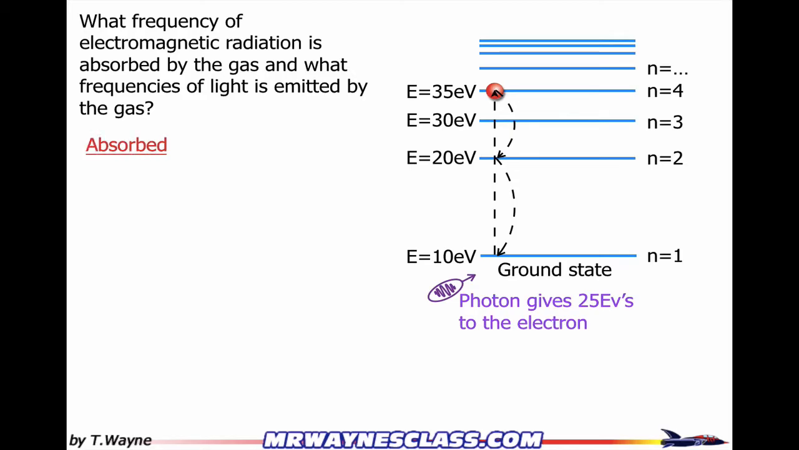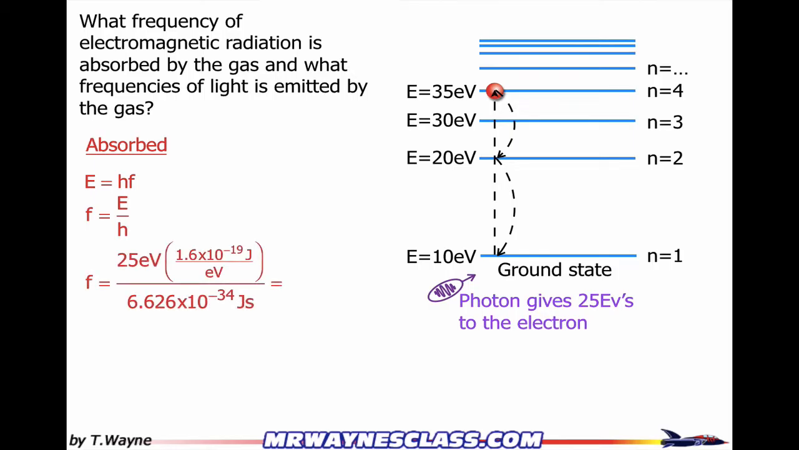So, absorbed. Remember when the photon first came in, the electron absorbed it, and then it added that 25 eV to it. So the energy absorbed is equal to hf. The frequency is equal to the energy absorbed divided by Planck's constant. So f is the energy, 25 eV converted to joules, divided by Planck's constant, and that gets me 6.03 times 10 to the 15 hertz.